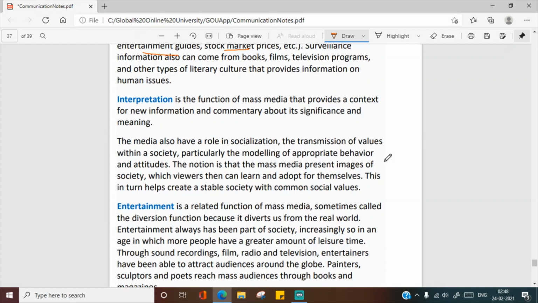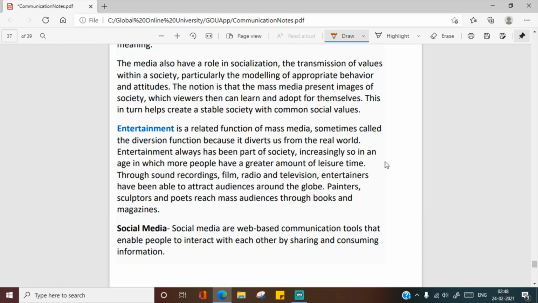Second is interpretation. This provides a context for new information. Third is socialization. Socialization means transmission of values within a society, because whenever you watch a movie or a show, there are some values or some change that happens when you look at it. When you watch a movie, you know that there is a message in that movie. So mass media brings us transmission of values.